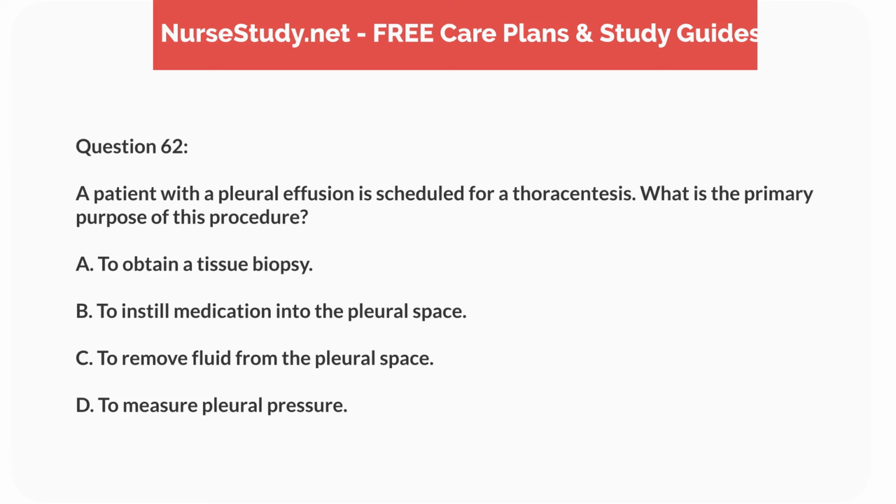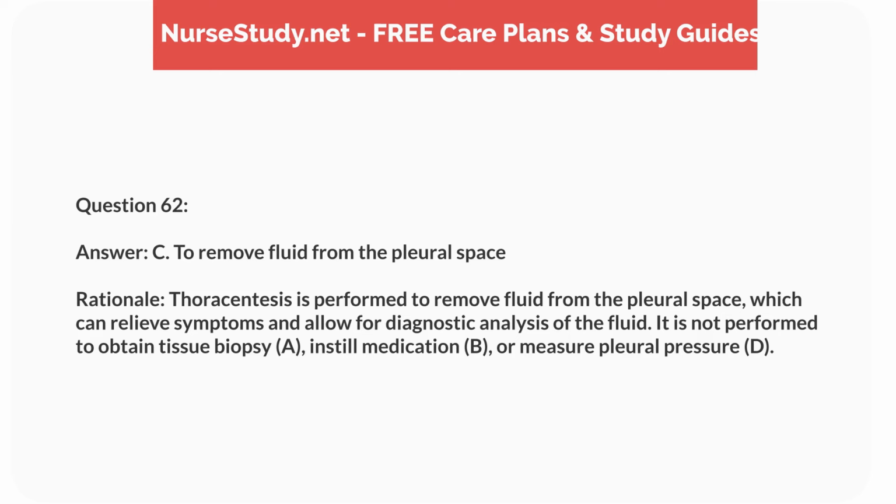Question 62. A patient with a pleural effusion is scheduled for a thoracentesis. What is the primary purpose of this procedure? A. To obtain a tissue biopsy. B. To instill medication into the pleural space. C. To remove fluid from the pleural space. D. To measure pleural pressure. Answer: C. To remove fluid from the pleural space.